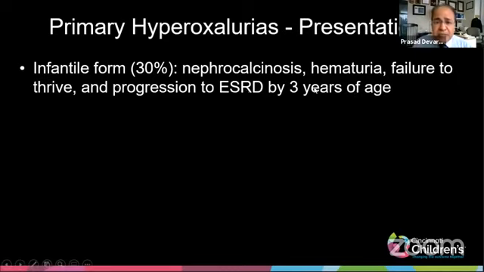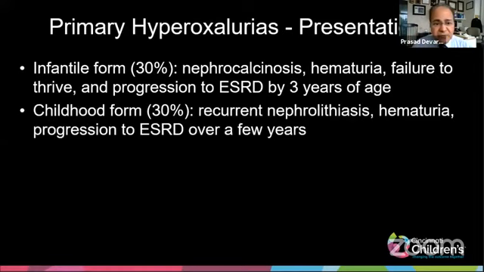By the time we detect this, most of these kids have at least CKD stage 3, some have CKD 4 and 5, and have already progressed to end-stage renal disease. And by the time we make the diagnosis, they already have not only nephrocalcinosis, but they also have systemic oxalosis. The infantile form is the most explosive form.